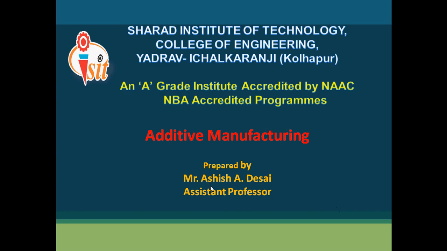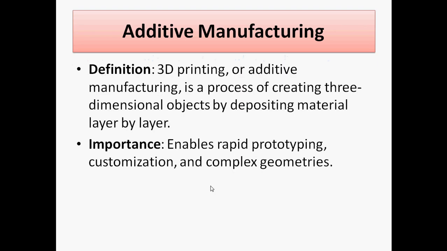Today we are going to discuss the topic of additive manufacturing. Additive manufacturing is nothing but 3D printing, which is a process for creating a three-dimensional object by depositing the material layer by layer. Actually, there are two manufacturing areas: one is subtractive and the second is additive. In subtractive manufacturing, we are removing the material, but in additive manufacturing, we are adding the material. So there is no wastage problem in additive manufacturing.